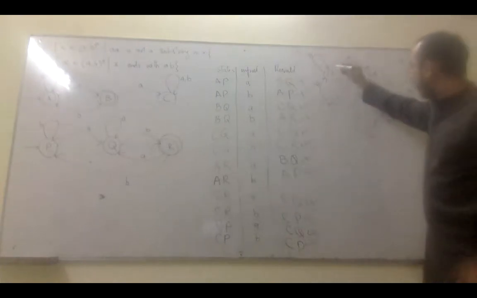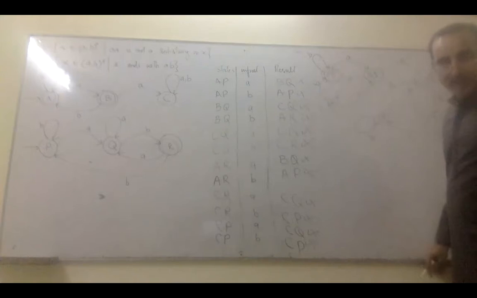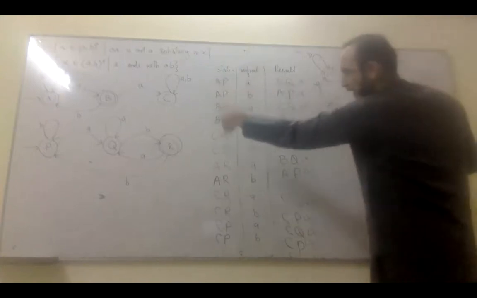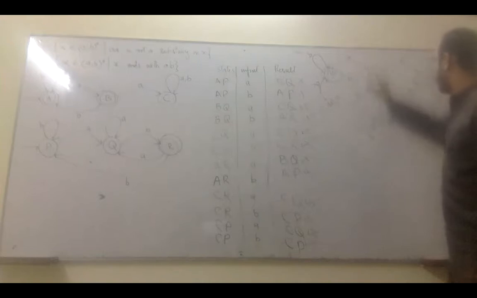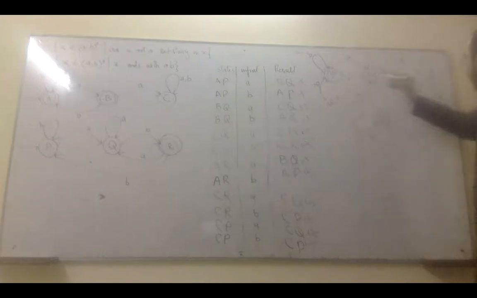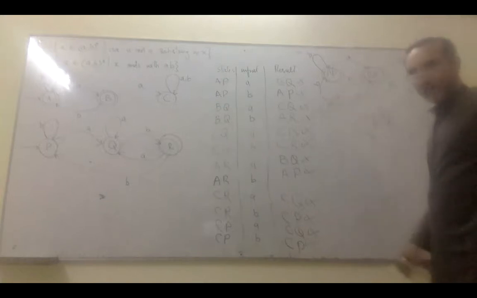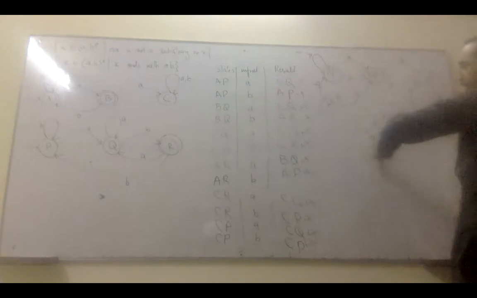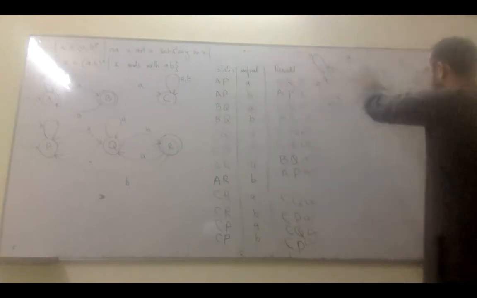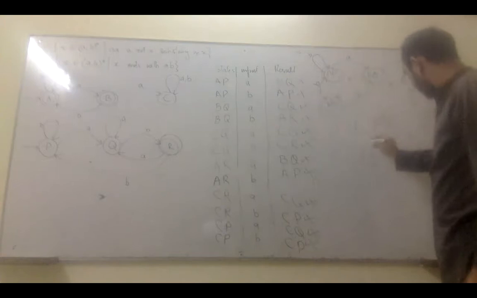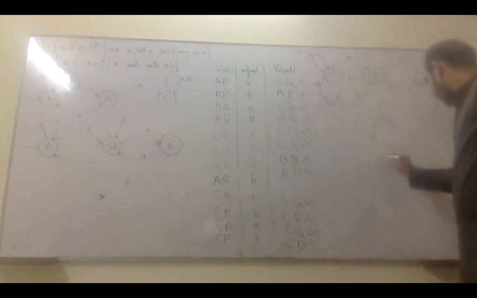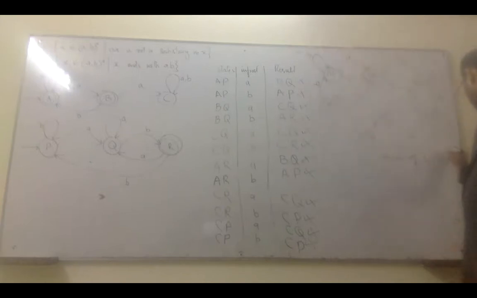A is available here, so I have to draw this as a final state. A, B, R. B is available there, so this is final state. A, B, R. So R is available there, so this is the final state. A, B, R. So A is available there, so this is the final state. So I have now shown all the final states of L1 and L2 in this combined DFA, and this is the union of L1 union L2.